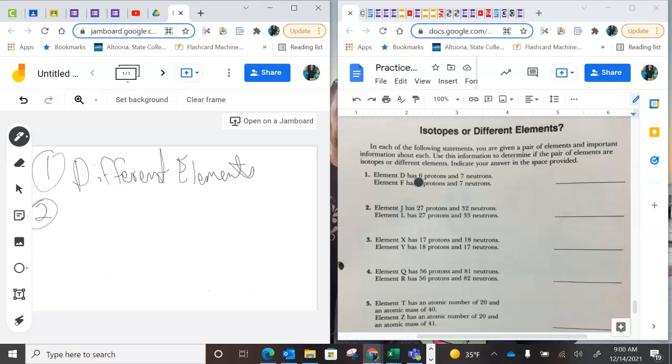For number 2, element J has 27 protons, 32 neutrons. Element L has 27 protons, 33 neutrons. Okay, so you have different numbers of neutrons, but the same number of protons. These ones are isotopes. We'll do one more. Number 3 says element X has 17 protons, 18 neutrons. Element Y has 18 protons, 17 neutrons. Okay, well, right here it tells you as long as you have different numbers of protons, these are different elements.